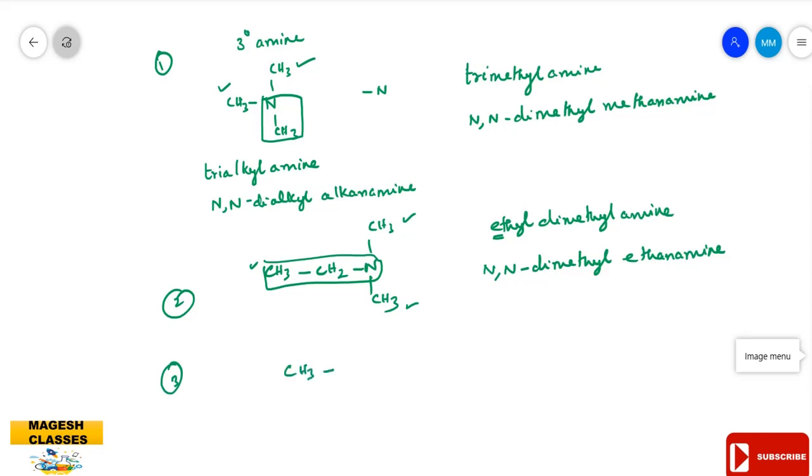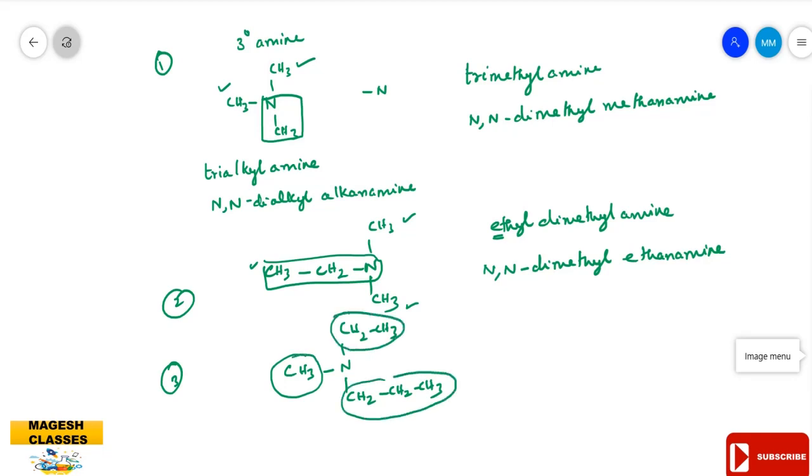One more example. Here the CH3, here one N, here one CH2-CH3, here the 3 alkyl groups are different. One is a methyl group, which is very familiar, and here an ethyl group, here the propyl group. So which is considered as the alkane part? The propyl is considered as the alkane part. The other two are substituted. So what are the two groups substituted on the nitrogen atom? One is the ethyl, so it is N-ethyl, and another group is methyl, so N-methyl propane amine.